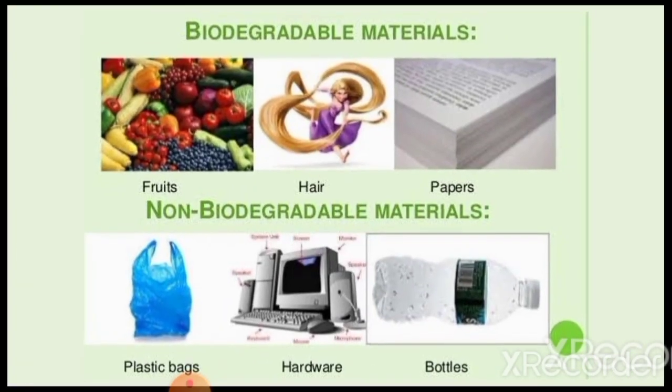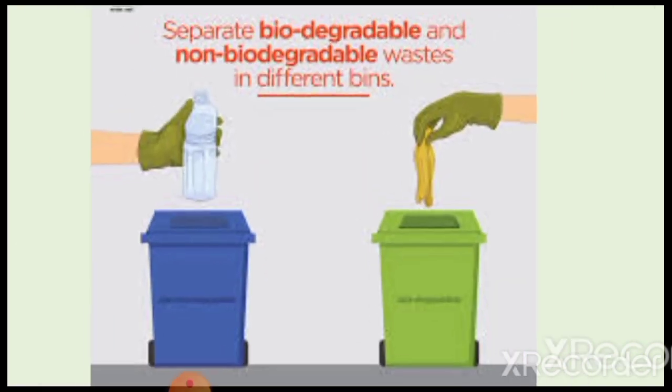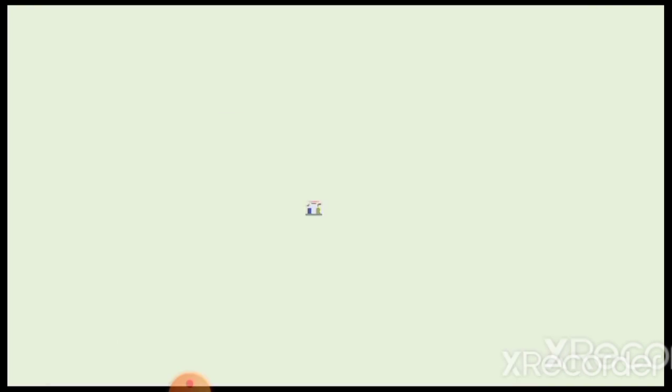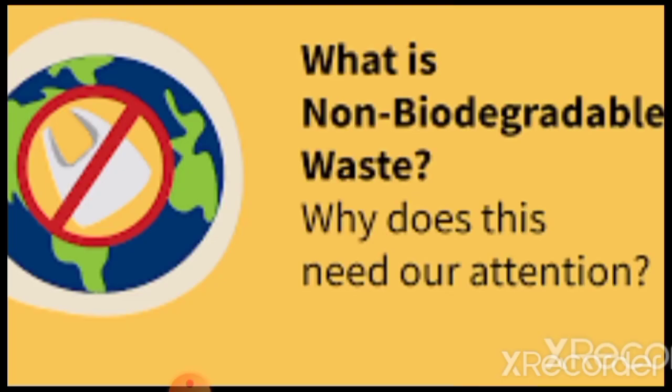Also, biodegradables can be fruits, hair, or papers, while the non-biodegradable can be plastic bags, computer hardware, and so many others. So what do we do to the waste? First, separate the biodegradable from the non-biodegradable into different bins. This is known as sorting because the biodegradable can be broken down by microorganisms in the soil.